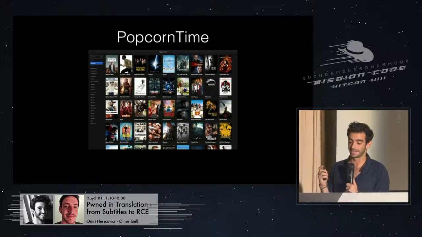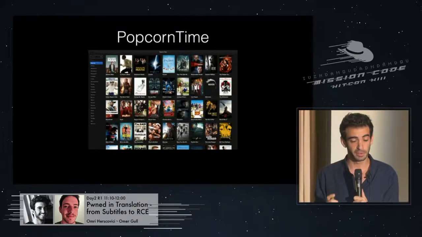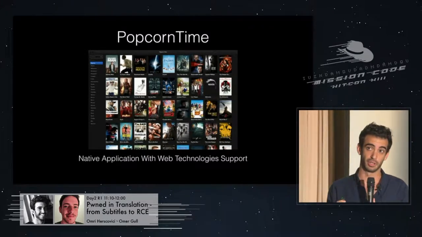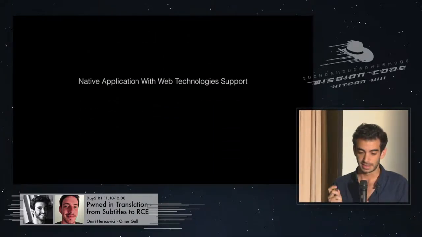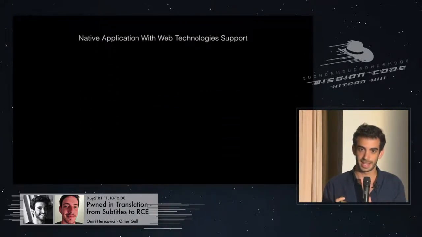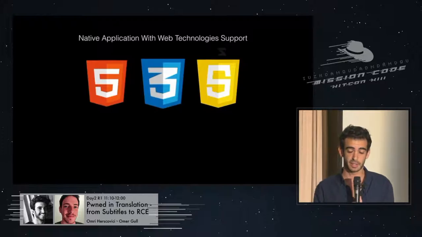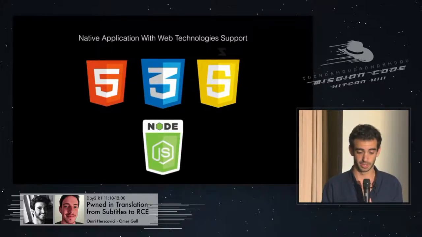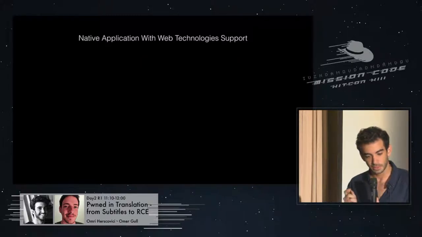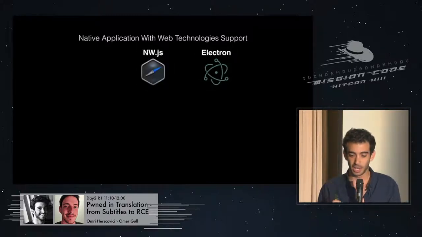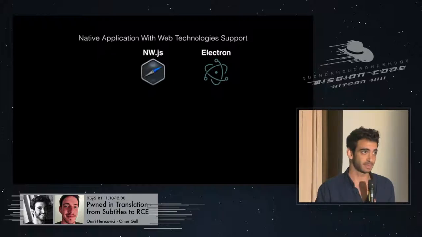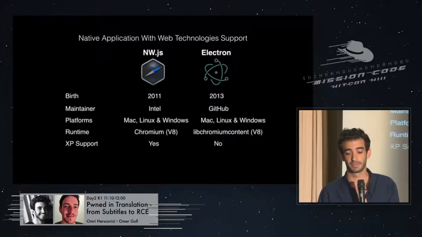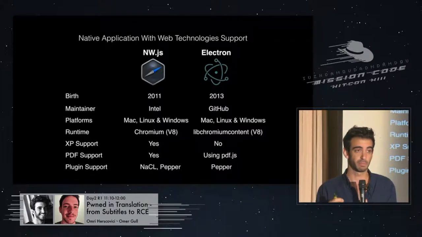But the way it does it so elegantly is by using a platform that supports web technologies. Technologies such as HTML5, CSS3, and JavaScript built on top of a Node engine. The two main frameworks that allow such beauty are NW.js and Electron. Both are multi-platform, utilizing Chromium, and support external plugins.